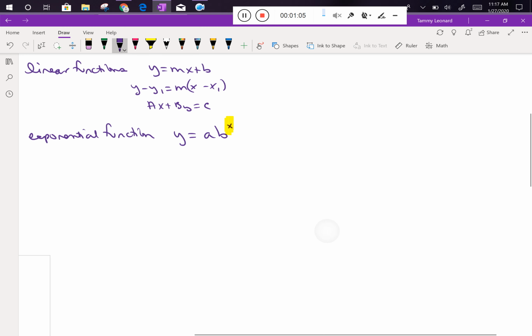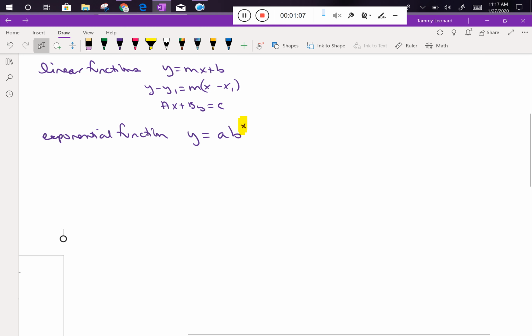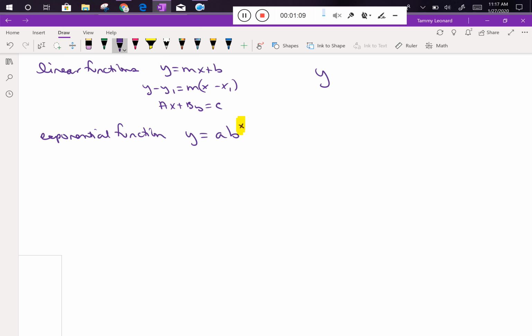So let's practice a little bit. Let's say I gave you an equation like y equals 2 to the x. Well, notice that looks a lot like y equals ab to the x. I don't actually see anything written where this a is, so it must be a 1. But I've got 2 to the x, which looks just like b to the x. So I would conclude that this is exponential.